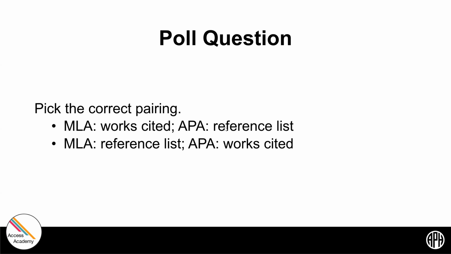All right, so pick the correct pairing. Your choices are MLA, Works Cited, APA Reference List, or MLA Reference List, APA Works Cited. Pick the correct pairing. MLA Works Cited, APA Reference List, or MLA Reference List, APA Works Cited.